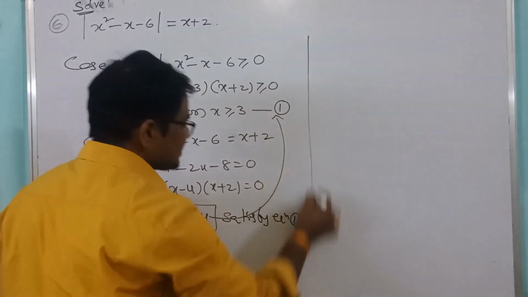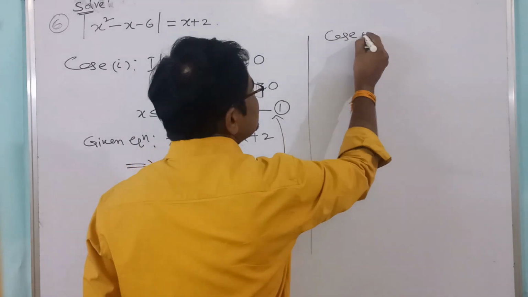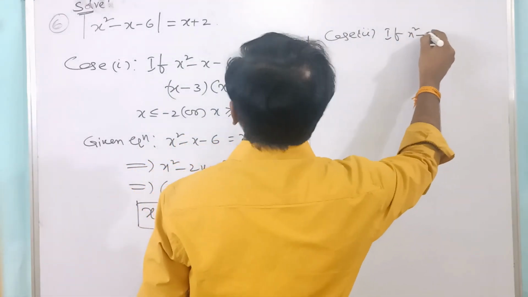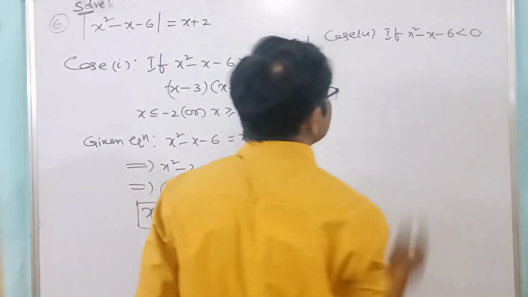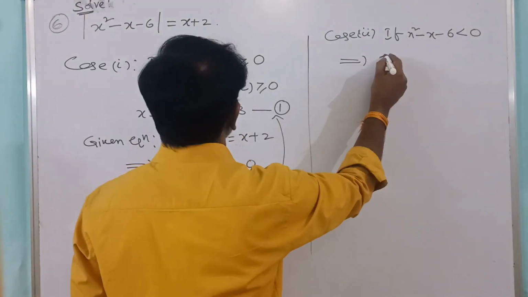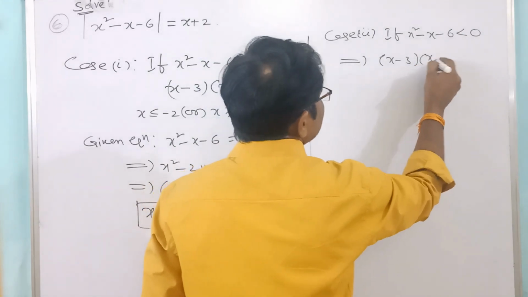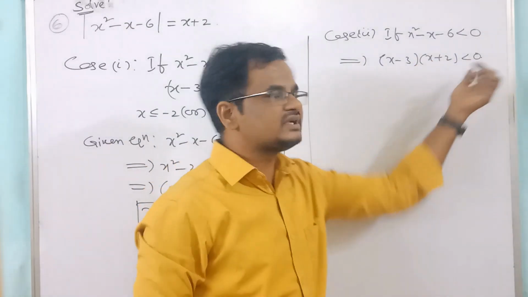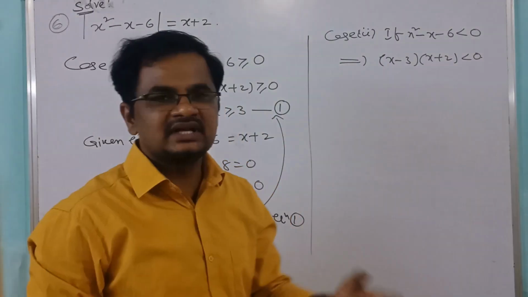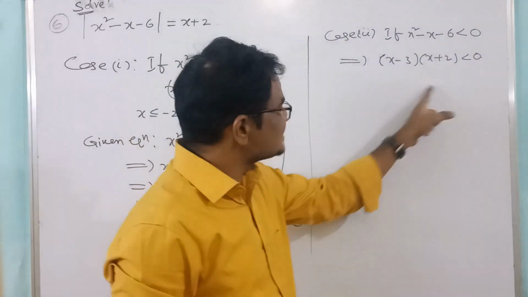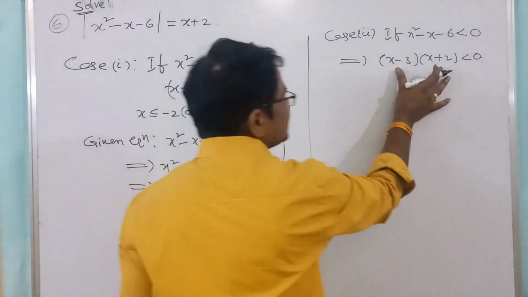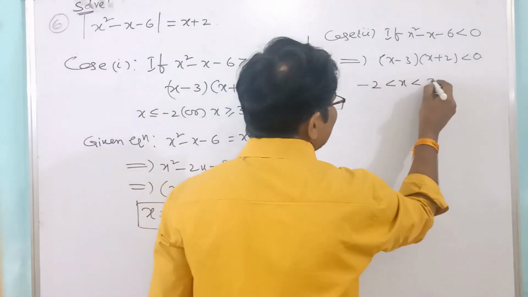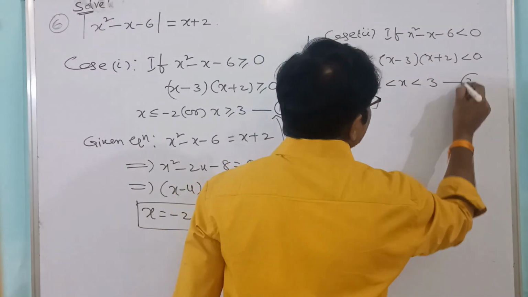Next come to case 2. So what is case 2? That is if x square minus x minus 6 less than 0. So here also take the factors x minus 3, x plus 2 less than 0. Whenever x minus alpha, x minus beta less than 0, with alpha less than beta, then alpha less than x less than beta. Otherwise take these two on the number line. So how to get minus 2 less than x less than 3? Now take this as equation number 2.